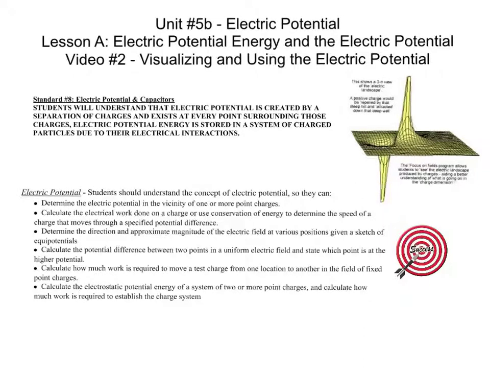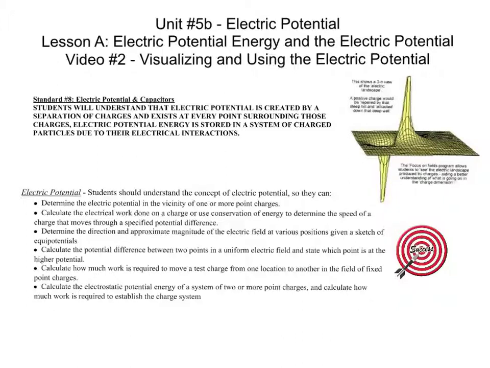Okay, so the electric potential is a property of a charge that alters the space around that charge. It's basically a number that tells us how much potential energy we could have at any given point around a charge per coulomb of that charge. It can be a bit confusing.